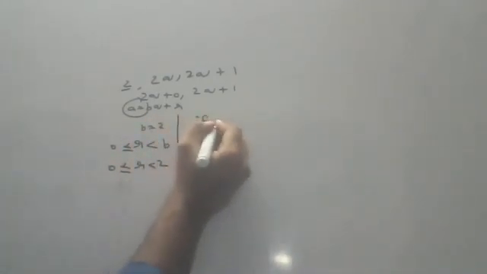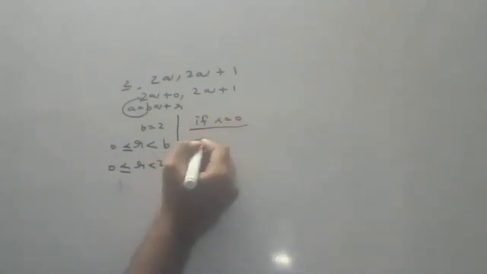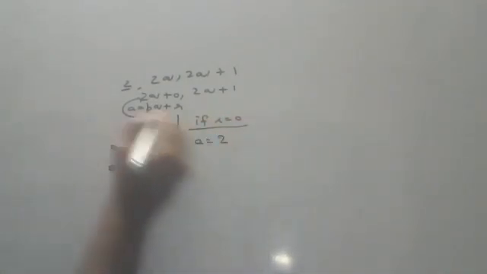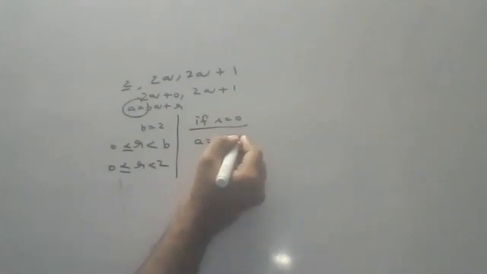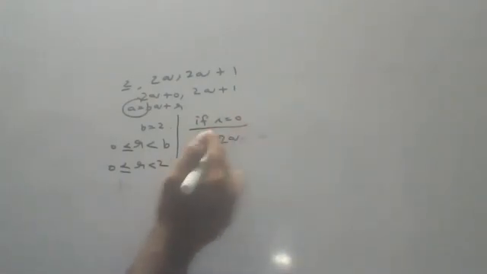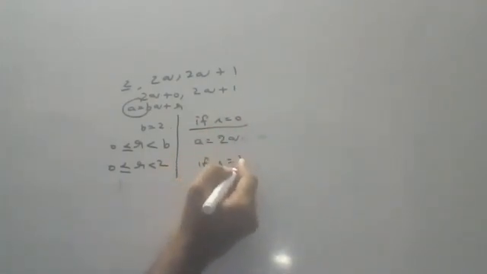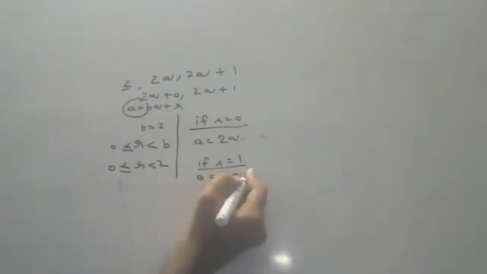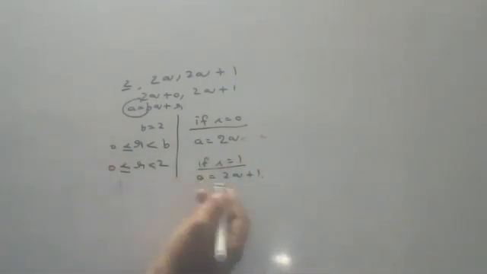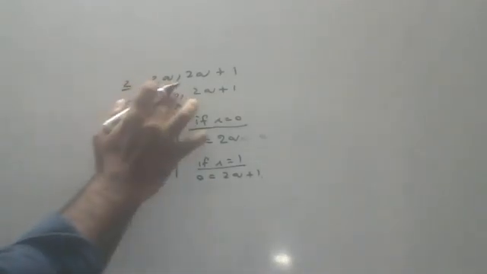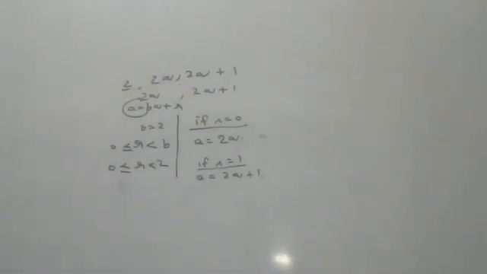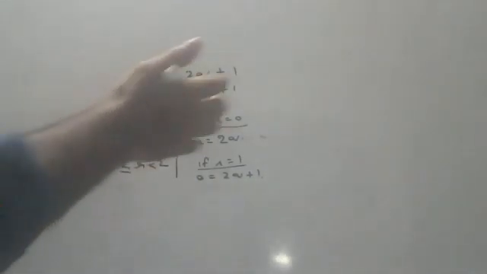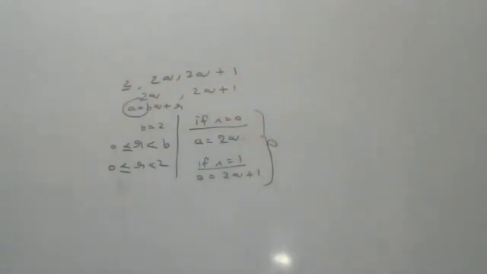Okay, if R is equal to 0, then what do we write, children? A is equal to 2q plus 0, which means 2q only. If R is equal to 1, A is equal to 2q plus 1. If R is equal to 2, it won't exist because it is less than 2. That's all. He asked you to show 2q and 2q plus 1, and we showed it. That's all. This is the procedure.